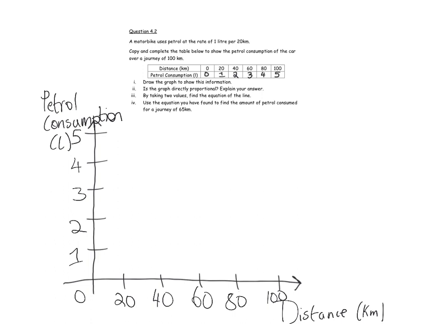Now, then we need to be okay with plotting them. I'd always plot them in a pen, so maybe red pen. So 0 plots with 0, which is there. That's perfect. 20 plots with 1. 40 with 2. 60 with 3. 80 with 4. 100 with 5.